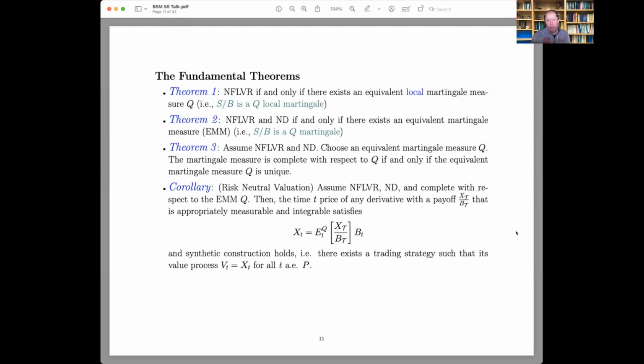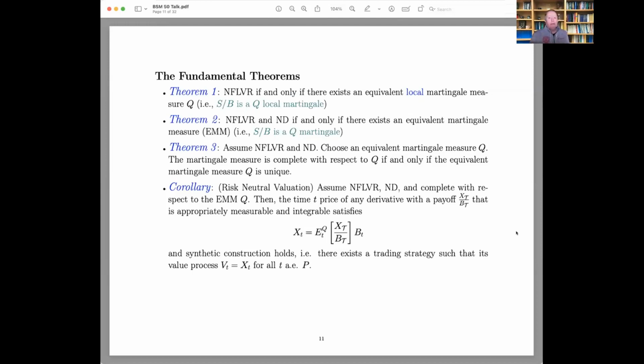And here are the three theorems, which I call the fundamental theorems. Now, the first one is that NFLVR, which is no approximate arbitrage opportunities and no arbitrage opportunities, a market satisfies that if and only if there exists an equivalent local martingale measure. And a local martingale measure is a probability measure equivalent to P, such that the normalized risky asset price process is a local martingale. And a local martingale is a weaker version of a martingale.